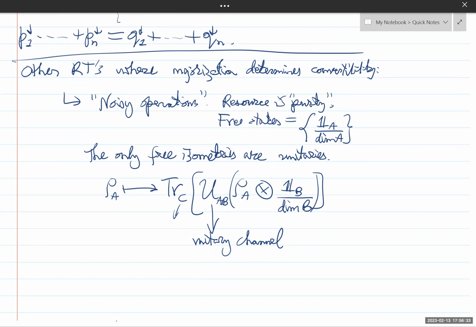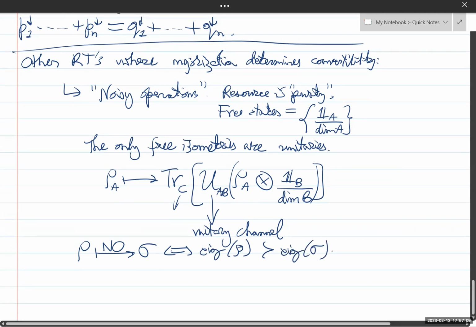Noisy operations, roughly speaking, they only increase the entropy, right? They increase any measure of impurity or mixedness. They only decrease the purity of states. And it turns out that rho can be taken to sigma using noisy operations if and only if the eigenvalues of rho majorize the eigenvalues of sigma, right? The vector of eigenvalues.